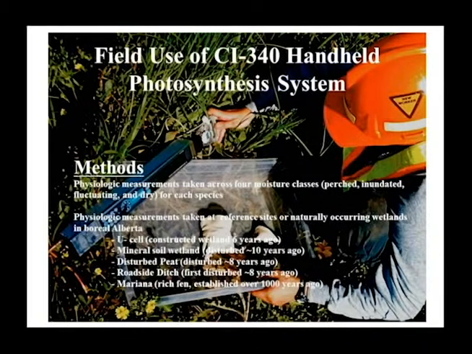So I take measurements of all 4 of these plants on the reclamation site in 4 moisture classes. Perched, inundated, where it's always wet, fluctuating, where sometimes during the growing season the water table is above the soil, sometimes it's below, and then dry sites. And I take those measurements and I compare them to reference sites, or where these plants are naturally occurring in wetlands around Alberta. And I have 5 of those sites that vary in their most recent disturbance.